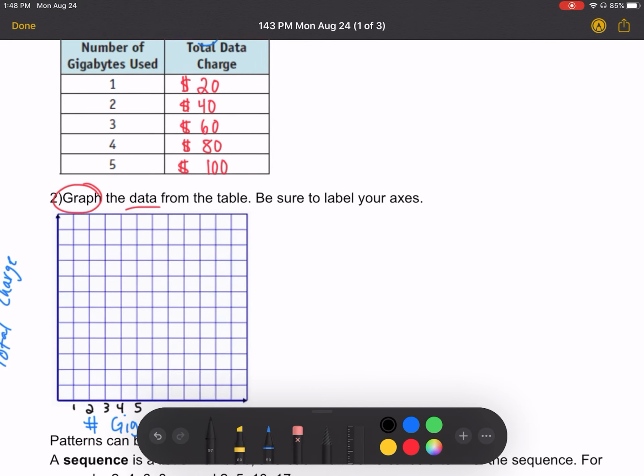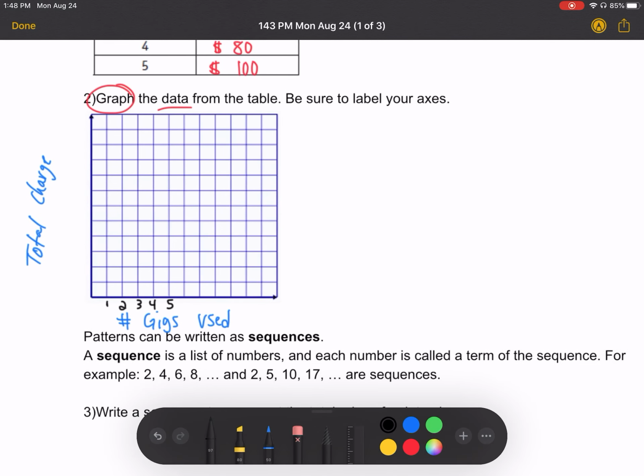And then up here, we're trying to go to 100. So we can actually go 10, 20, 30. So we can count by tens. That's not the only way to do it. You could also count by 20s if you wanted to. It's just your preference as long as everything fits.